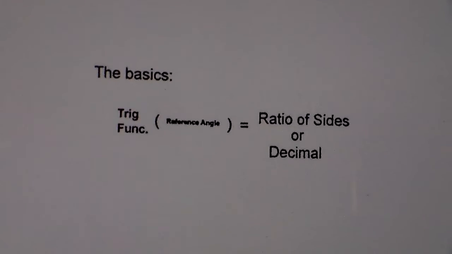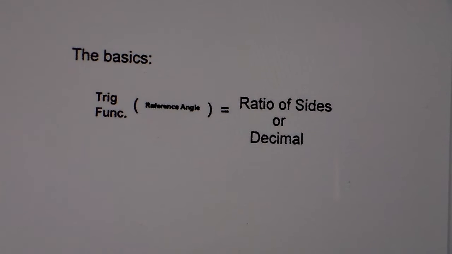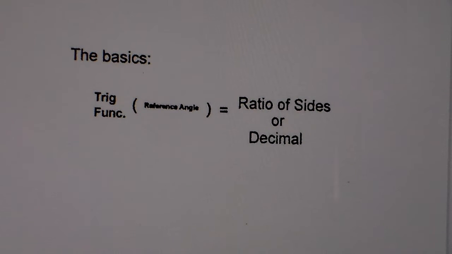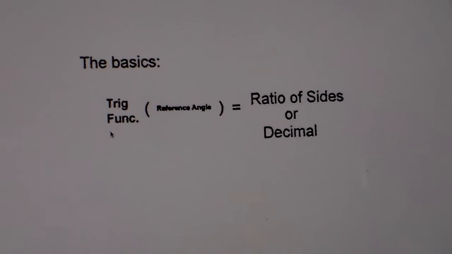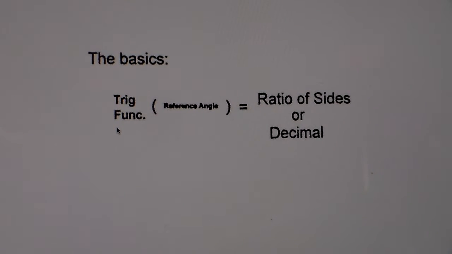Here are some of the basics. The trig function is either sine of x, cosine of x, or tangent of x, or the inverse operations, which we're going to discuss too, also there to find angles. Our reference angle goes inside the parentheses, and it's equal to the ratio of the sides, or a decimal. When you hit enter in the calculator, a decimal comes out.